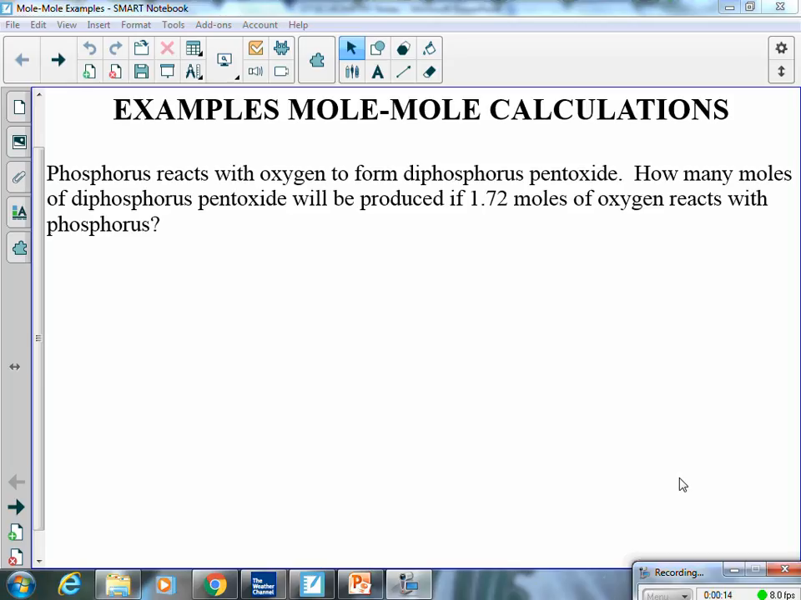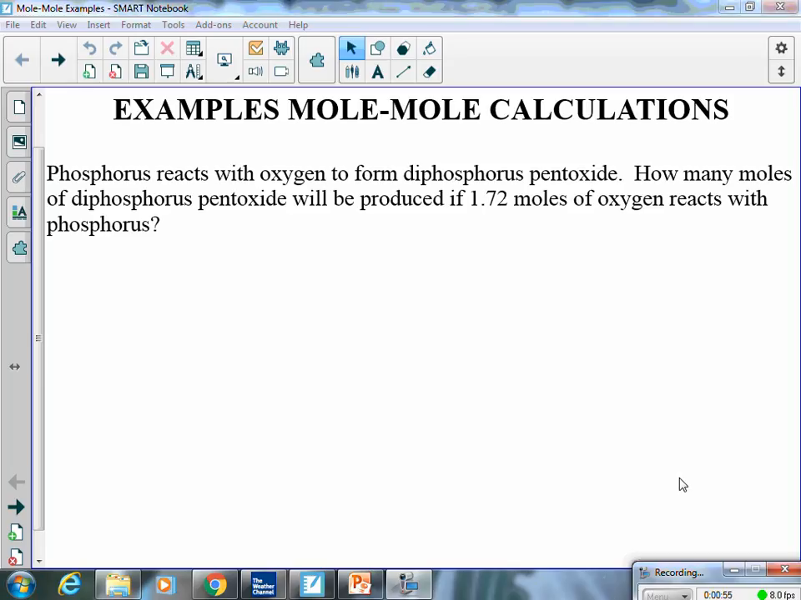These are the examples of mole-to-mole calculations. The very first thing that I need to do is I need to have a balanced chemical equation. Okay? So I'm looking at this, and it says phosphorus reacts with oxygen to form diphosphorus pentoxide. How many moles of diphosphorus pentoxide will be produced if 1.72 moles of oxygen react with phosphorus? So I need to get my balanced equation first.